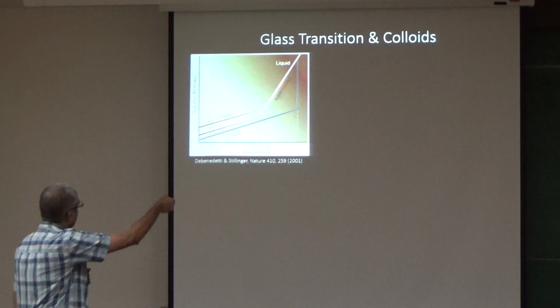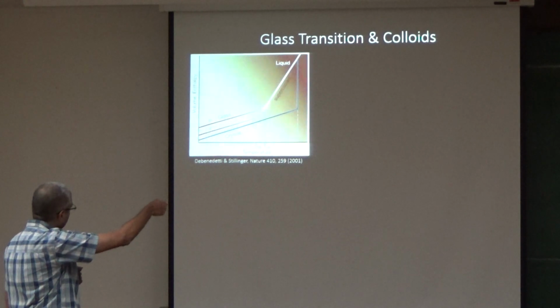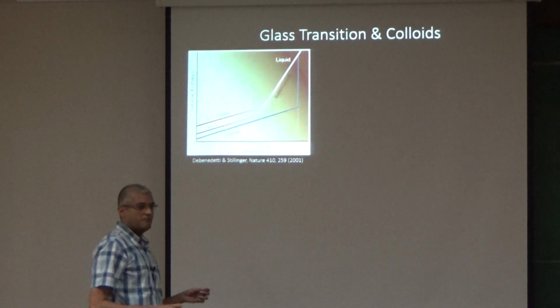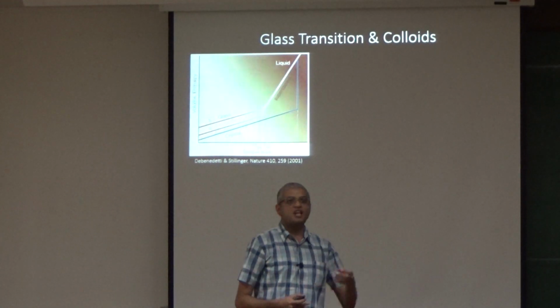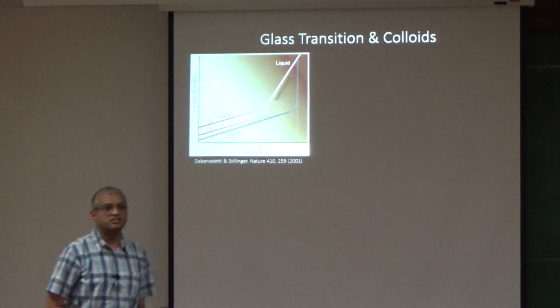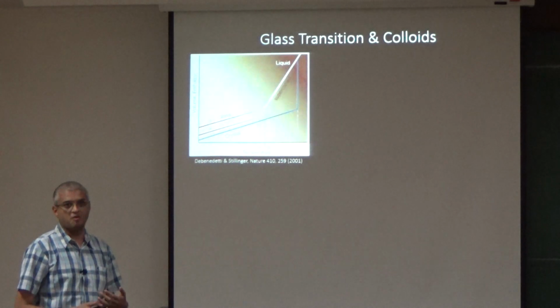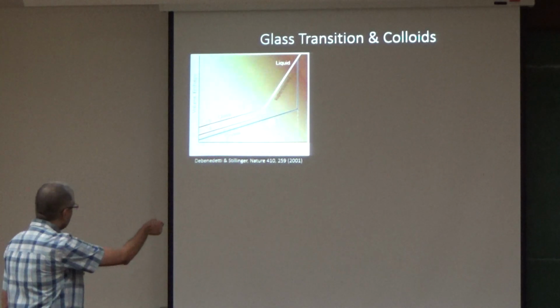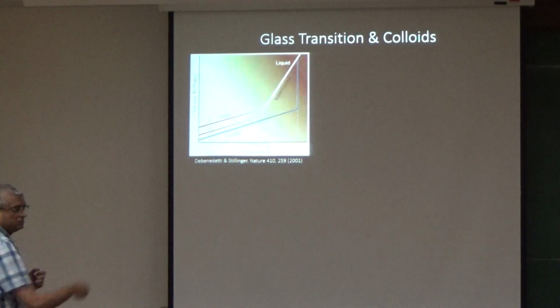So you have this metastable liquid and you cool it further down. At some point, the time scale over which molecular relaxation happens is going to be so much slower than the time scale over which you observe the phenomenon, which means eventually you're going to fall out of equilibrium and you enter this glassy state.